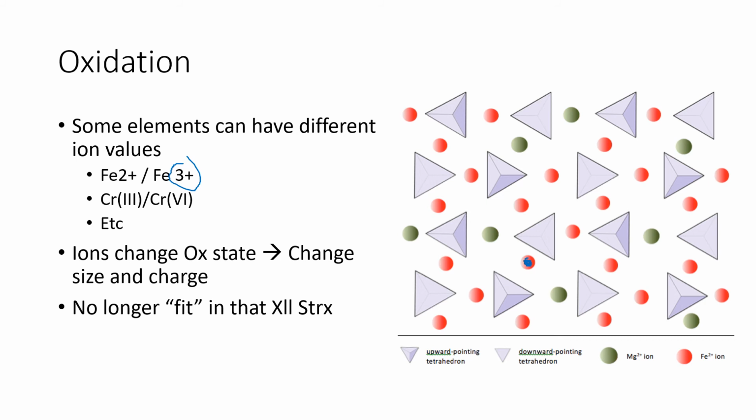It's not going to fit anymore. It's going to be too small. It's going to rattle around in the crystal structure. That's not good. Also, if you think about our charge balance, we needed 2 of these 2 pluses to balance that 4 minus. That was happy. But now we've got a 2 plus and a 3 plus. That's no longer balanced with the 4 minus. Now we have an excess of positive charge. The mineral is no longer happy. It'll start coming apart. So this process is called oxidation when you change the oxidation state of some of the elements.